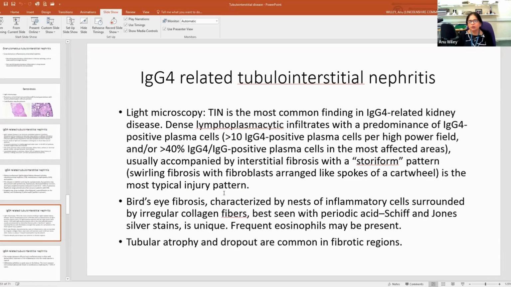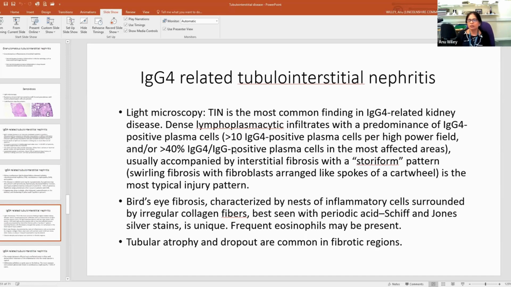So what do we see in light microscopy? It is a tubulointerstitial nephritis, but the main inflammatory infiltrate will be predominantly plasma cells. Obviously, you can see plasma cells in any TIN. So if you're seeing a very high number of plasma cells in the TIN, I think, we don't normally do IgG4 as routine practice in our diagnostics, but if I am seeing a lot of plasma cells, I will ask for an IgG4 stain on the kidney biopsy.